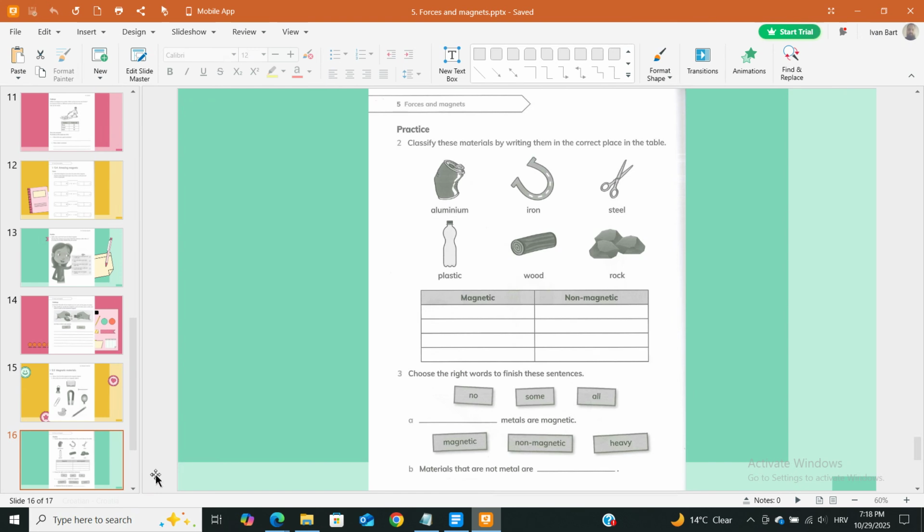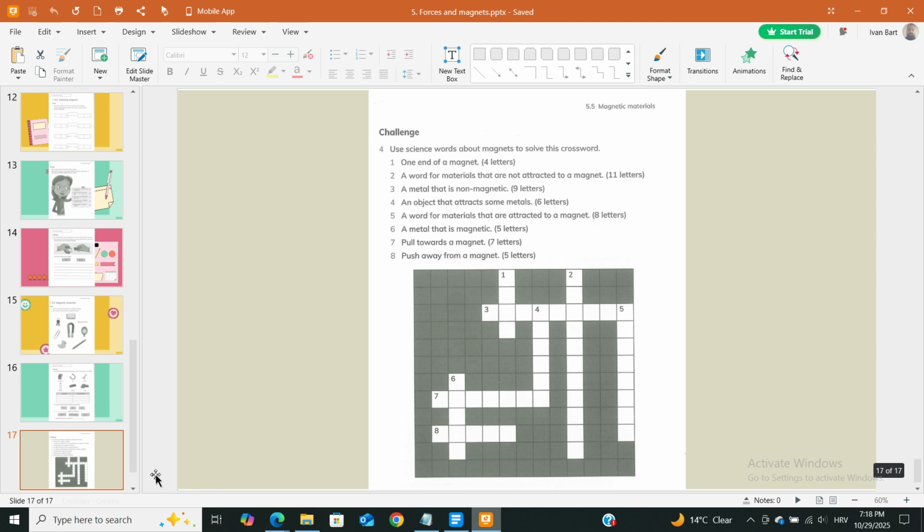A. Some metals are magnetic. B. Materials that are not metal are all non-magnetic. Challenge. 5.5 Magnetic materials. 4. Use science words about magnets to solve this crossword. 1. One end of a magnet. 4 letters. 2. A word for materials that are not attracted to a magnet. 11 letters.